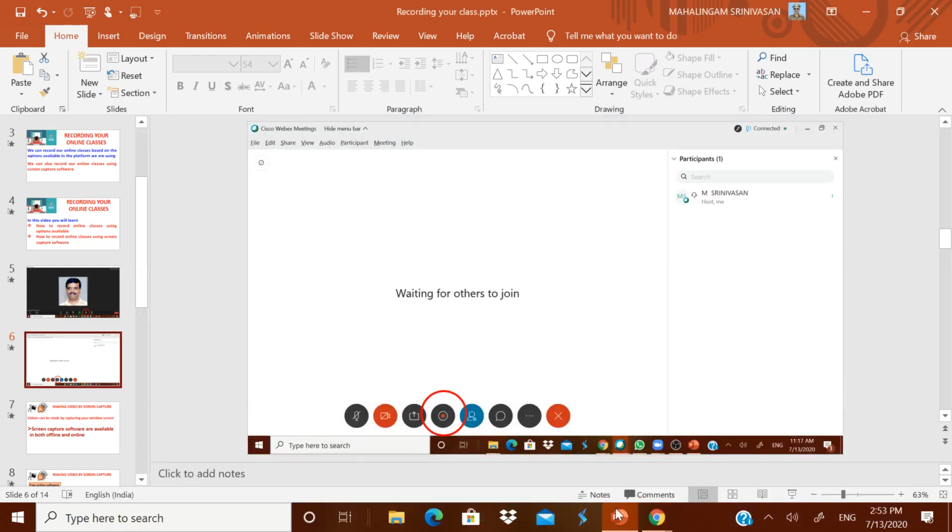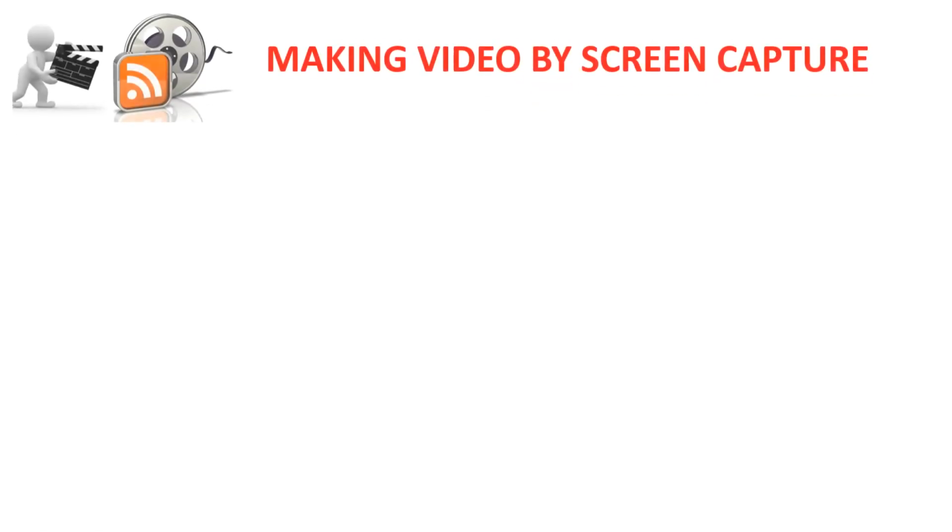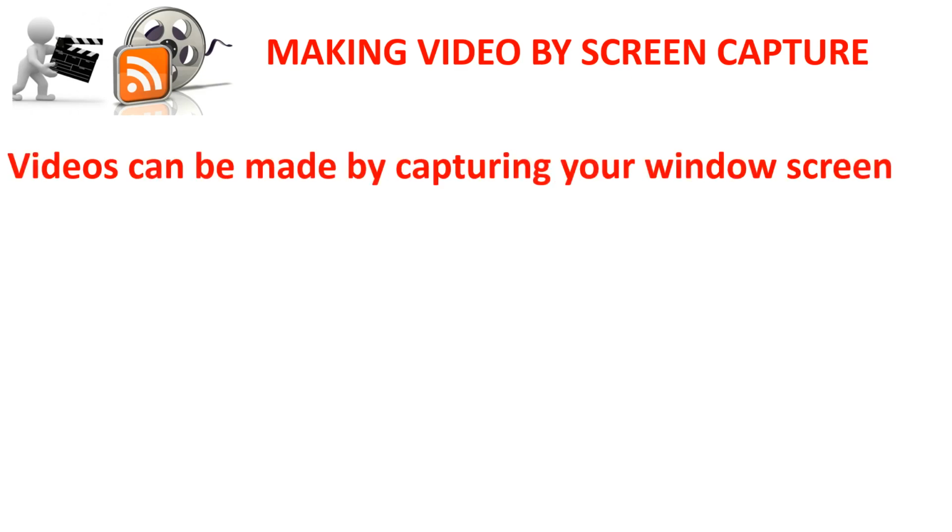Okay, coming back to this. Now, I have shown you some options available in the meeting platforms which you are using, for example Zoom, Cisco, and then Google Meet. Even if the options are not available, or if the options are restricted, you can go for making video using screen capture. Videos can be made by capturing your window screen.